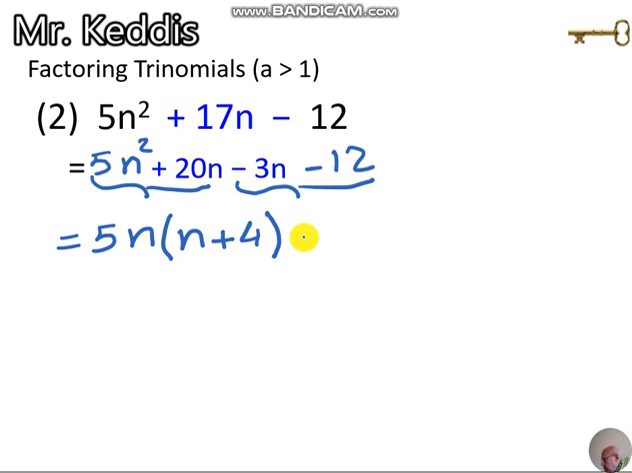I take negative 3 here as a common factor, times n to get negative 3n. And negative times positive 4 to get negative 12.